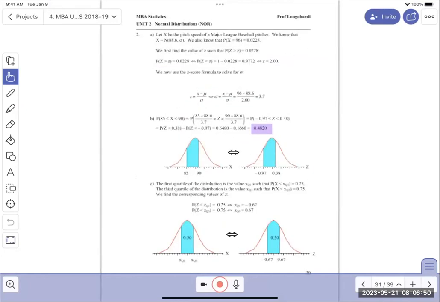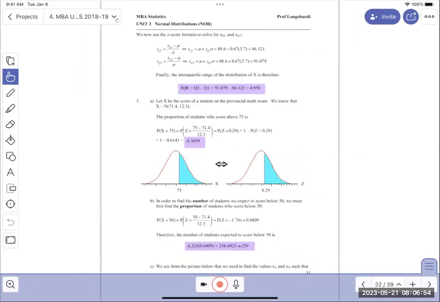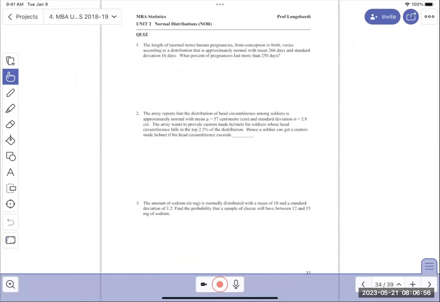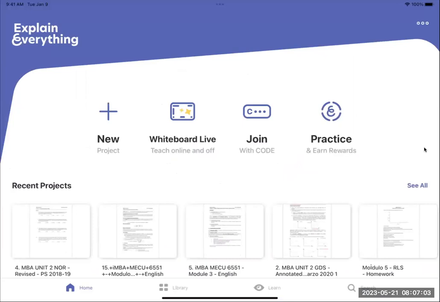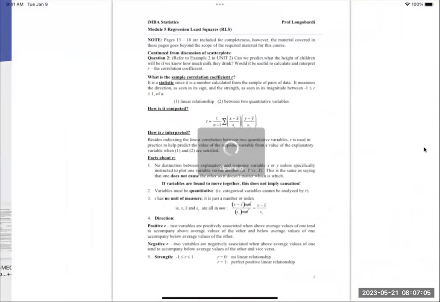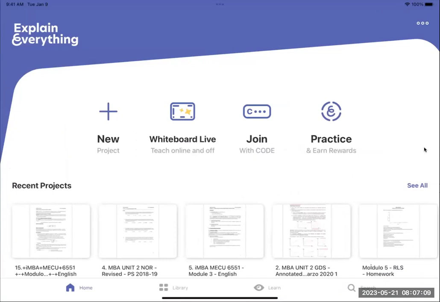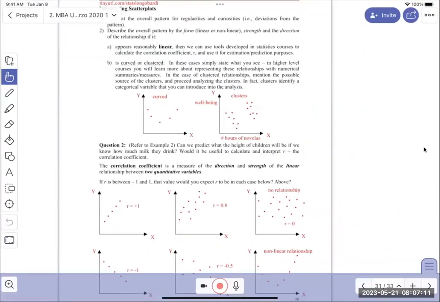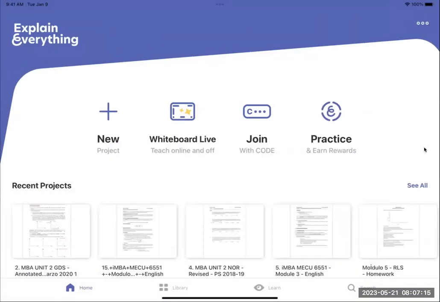So are there any questions about this unit? Oh, is this module 4? Sorry, I'm deciding where I want to start here. Okay.